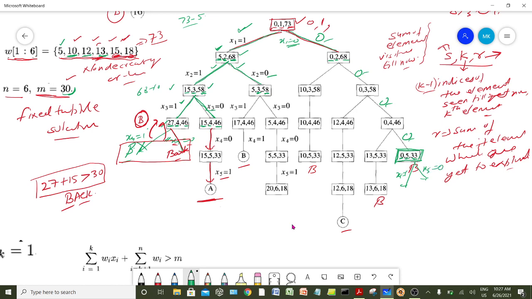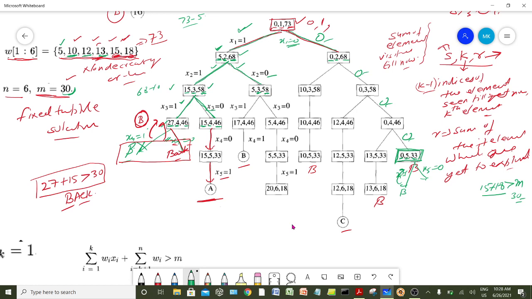So if x5 is equal to 1, assume that x5 was included, meaning 15 was included. Then we need to look at the immediate next weight, that is equal to 18. If this sum is going to be greater than m, which in this case is 30, then we are not going to explore this, we need to backtrack.